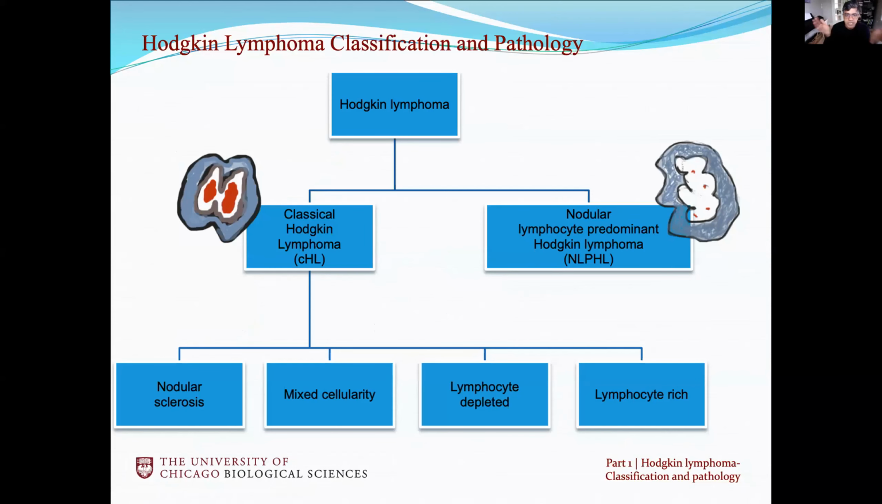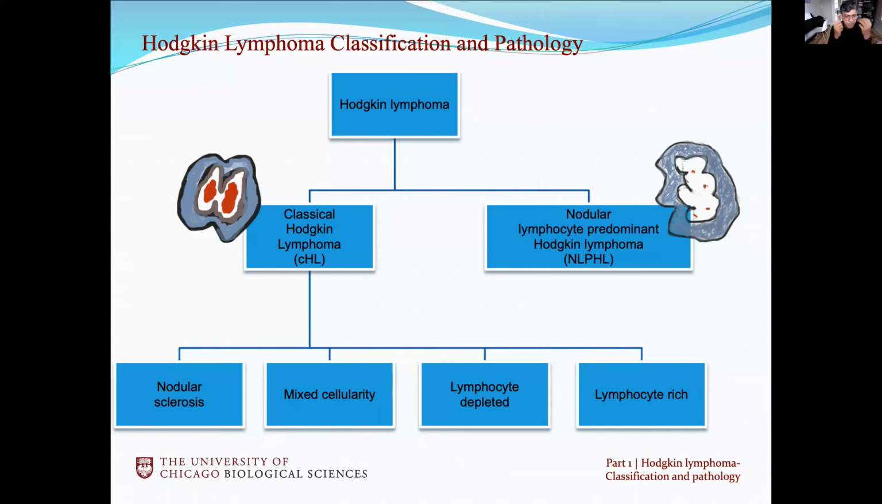And so this is the classification of Hodgkin lymphoma. Nothing much has changed. Hodgkin, classical Hodgkin, nodular lymphocyte Hodgkin on the right side. And we have 4 flavors of classical: the nodular sclerosis, the mixed cellularity, lymphocyte depleted, and lymphocyte rich classical. So as far as the 4 subtypes go, nodular sclerosis is probably the most common, especially in the United States.